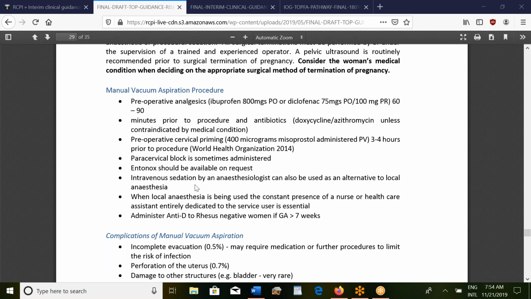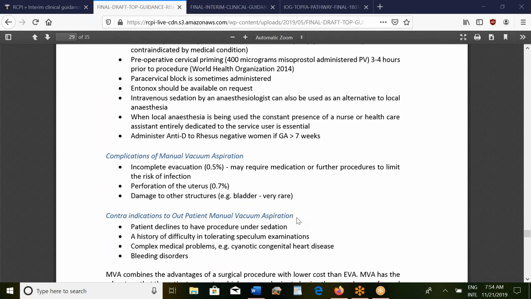IV sedation can be given if the patient is apprehensive, and then if she needs, we can give them anti-D where it is indicated. And remember, Rh negative with gestation age more than 7 weeks, surgical, you are always going to cover with anti-D. And when you induce medically, then again you have to do it. So MVA has certain complications like incomplete evacuation. Don't bother about these numbers. Perforation of the uterus, even with MVA, can be there, and damage to other structures is extremely rare.